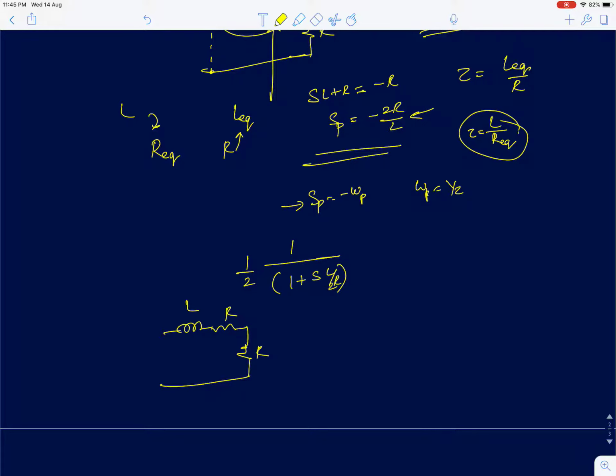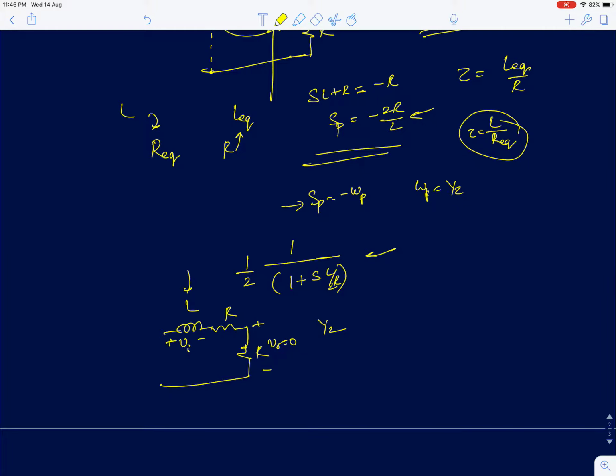At low frequencies the gain of the circuit is half because the inductor is a short circuit. At very high frequencies the inductor behaves like an open circuit, and the entire voltage will drop across it. When I apply a step input, the entire input voltage is going to drop across the inductor because the inductor impedance becomes infinity. And the voltage across the resistor is going to be 0.